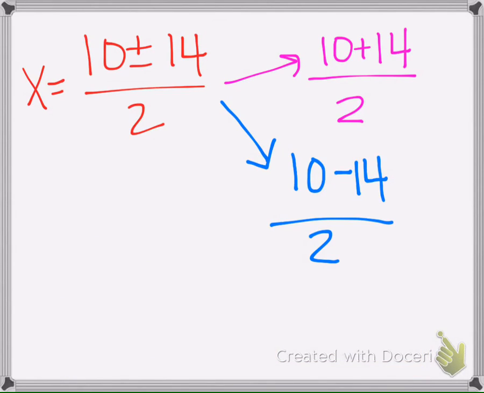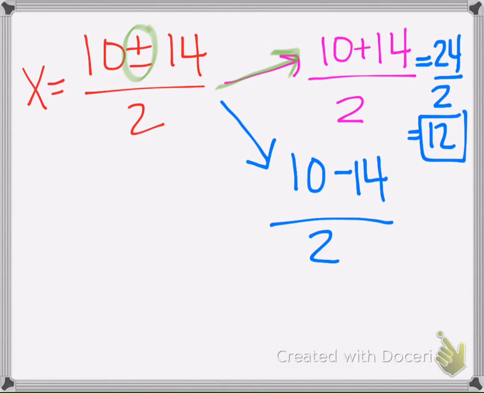10 plus or minus 14 all over 2 could also be rewritten as 10 plus 14 over 2 and 10 minus 14 over 2. That's what that plus or minus means there. So then we would get 24 divided by 2, which is 12. So that's one answer. And we would get 10 minus 14, which is negative 4, divided by 2 is negative 2. So we get those same two answers a third way.